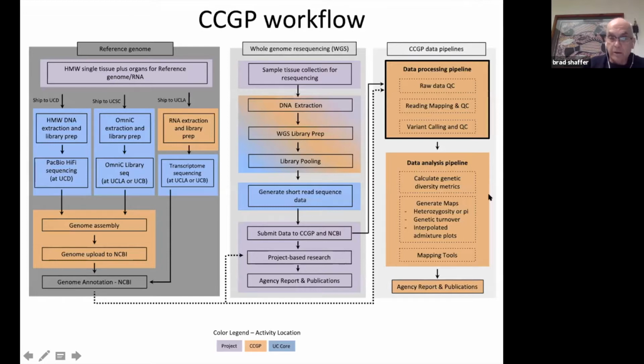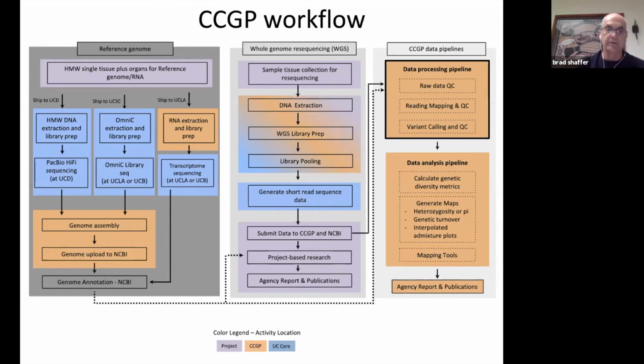Okay, so we need to get the pictures out of the way. Here is our sort of game plan for the CCGP workflow. And let me just walk you through this, so that everybody can see where we're at and where we want to go with this.